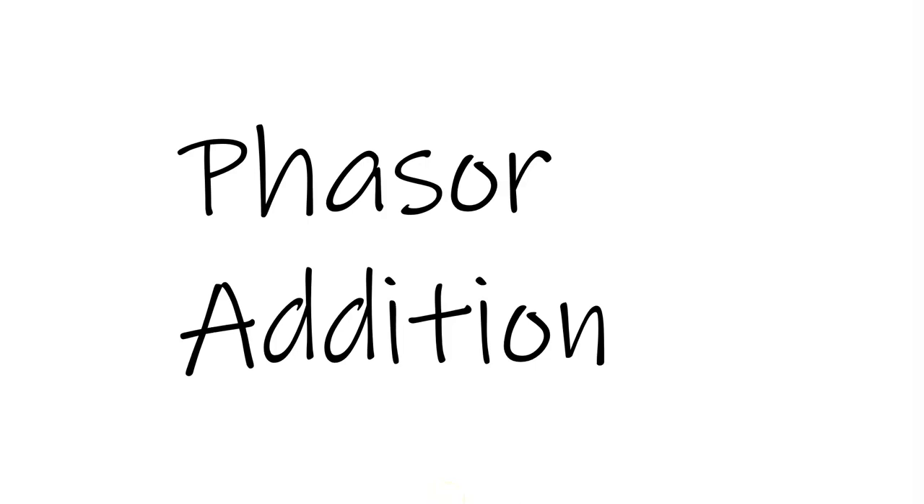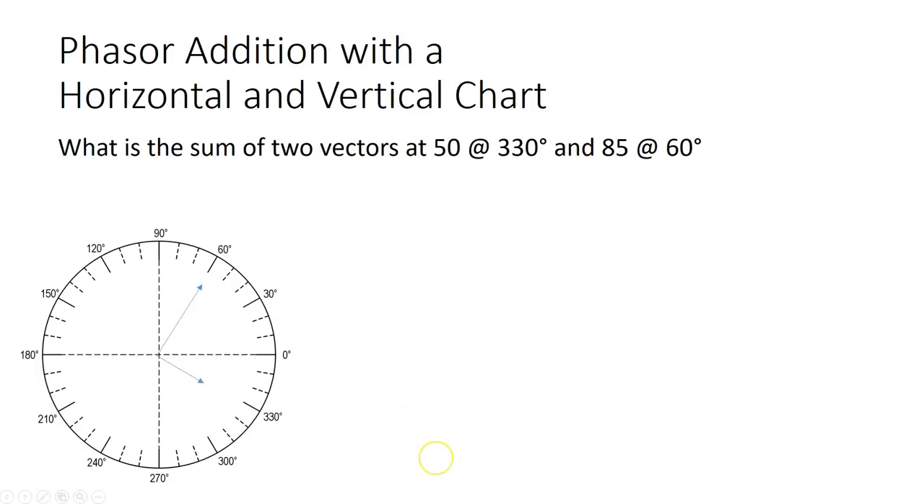Welcome to the lesson where we're going to take our trigonometry and put it to work for us in phasor addition. First, we're going to use a horizontal and vertical chart to break down each of our vectors into horizontal components and vertical components. Once we have the horizontal component and the vertical component of each vector, we can add the horizontal components together, and then we can add the vertical components together. The total of the horizontal components and the total of the vertical components, we will then use Pythagorean theorem to figure out our new resultant vector.